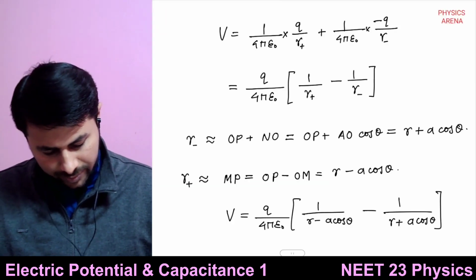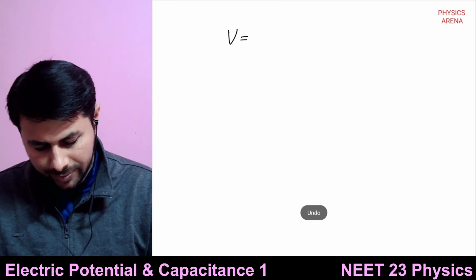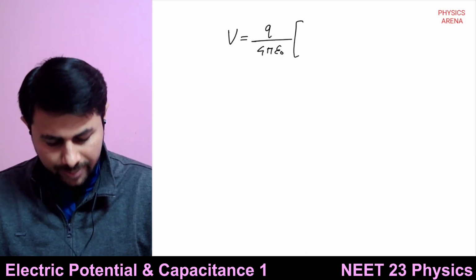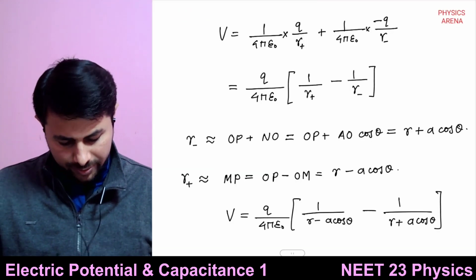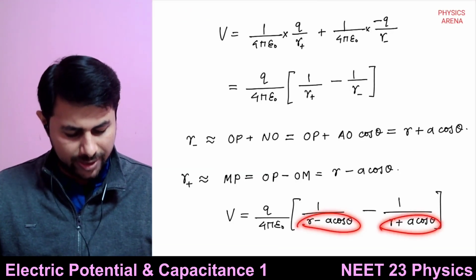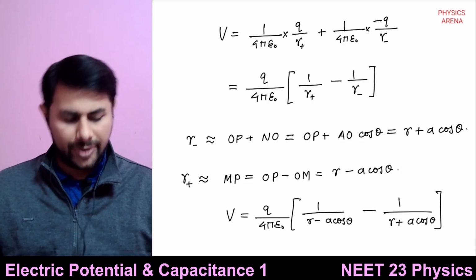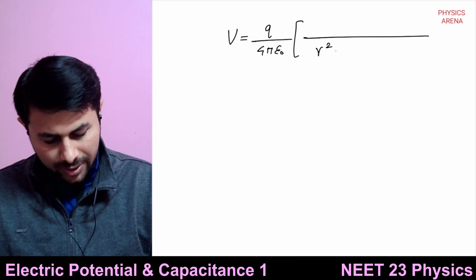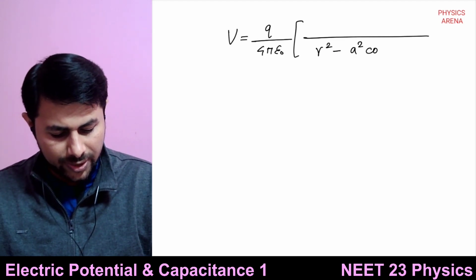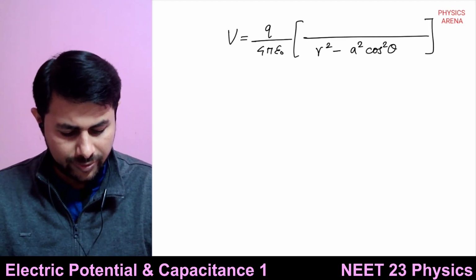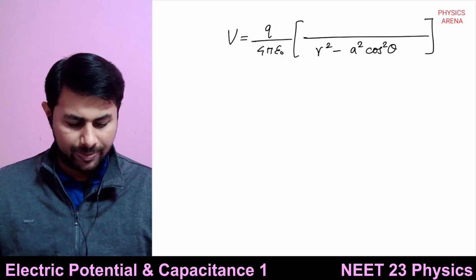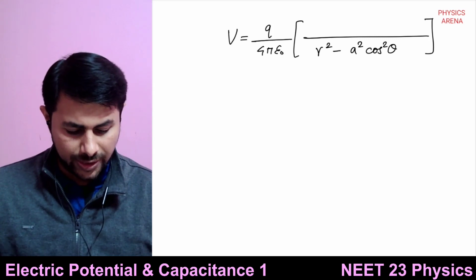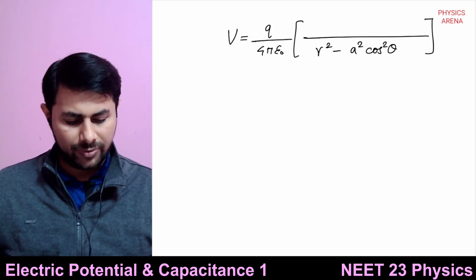So V is equal to q divided by 4 pi epsilon naught multiplied by, in the denominator, this thing multiplied by this thing. It is a minus b times a plus b, which is a square minus b square. So using that, it's r square minus a square cos square theta.